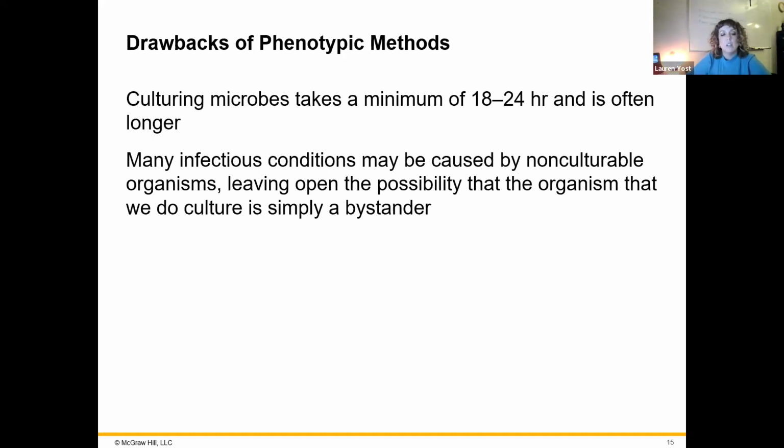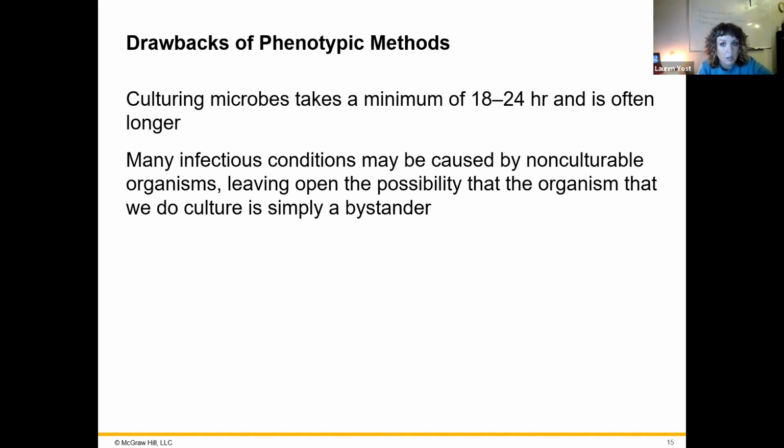So many conditions can be caused by organisms that you can't even culture as well. So this is all causing a problem with our ability to diagnose based on these phenotypic methods. So what are some other things we have available to us? We'll get to that in a moment.